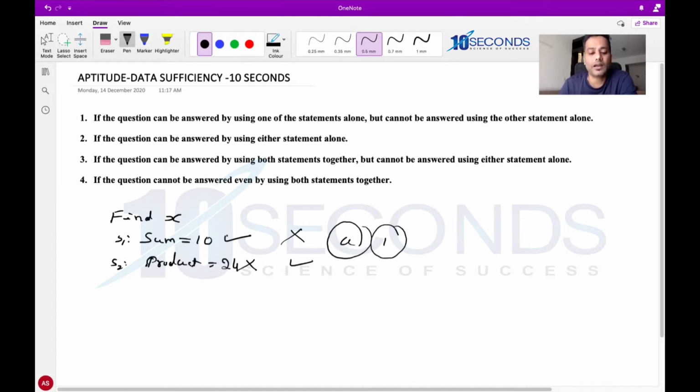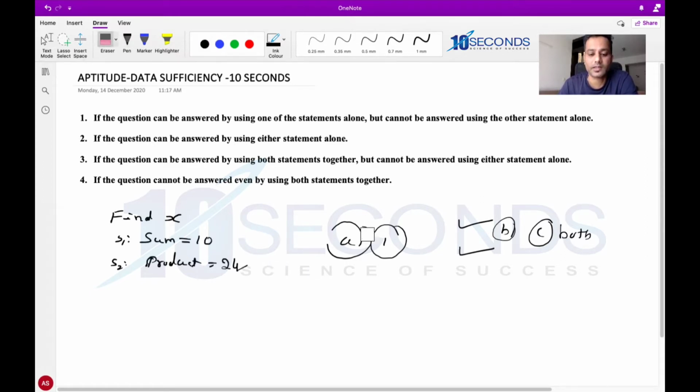If you can answer the question using statement 1 separately, and you can also answer using statement 2 separately, then it is option B, either statement. If you need both statements combined for the question to be answered, then it is option C, both. And if you cannot answer it even after combining, then it is option D. These are the four standard options for a data sufficiency question.